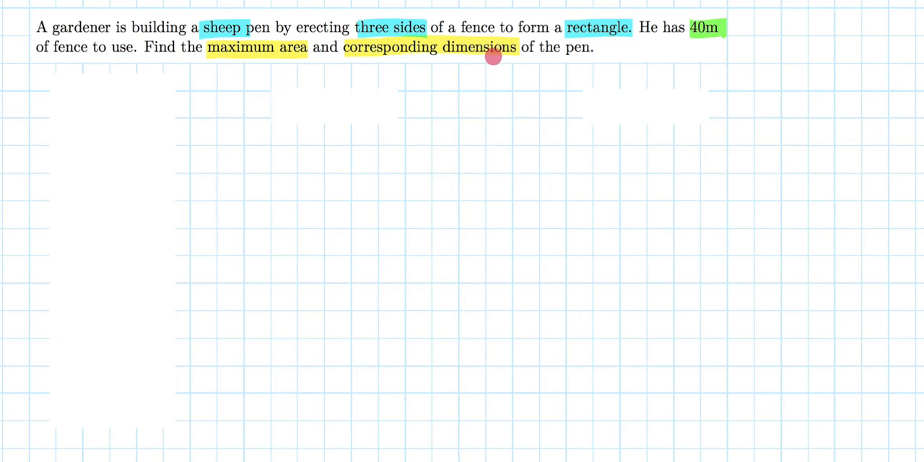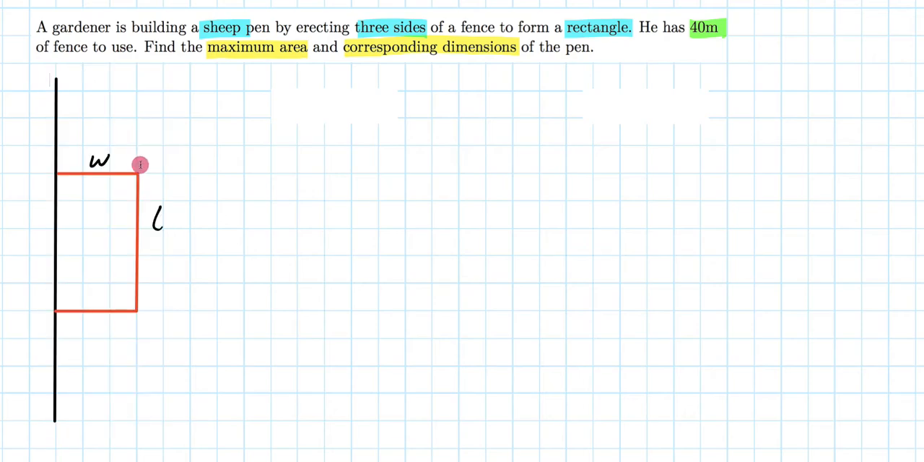What's the first thing we're going to do? The first thing that I would do is draw a picture of my sheep pen, which has 3 sides and is a rectangle. Now, obviously, if it has 3 sides, I'm going to have to be building it off a pre-existing wall. Otherwise, the sheep are just going to be running away. So that can't be what's happening. So I'm building off a pre-existing wall. Not that that really matters.